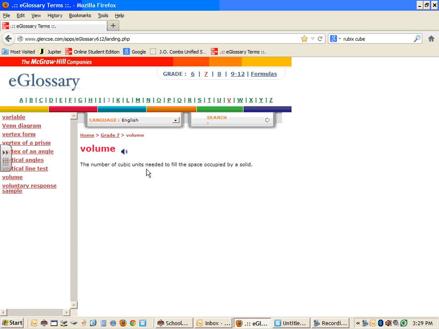Volume: the number of cubic units needed to fill the space occupied by a solid. Alright, thanks Steve and Javier. Appreciate it. So back to volume.